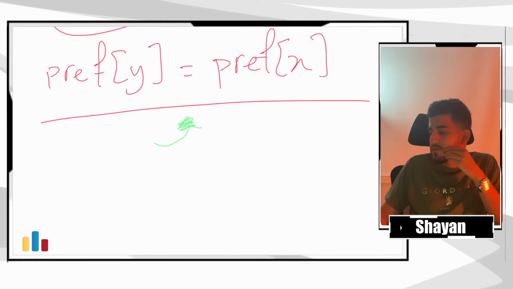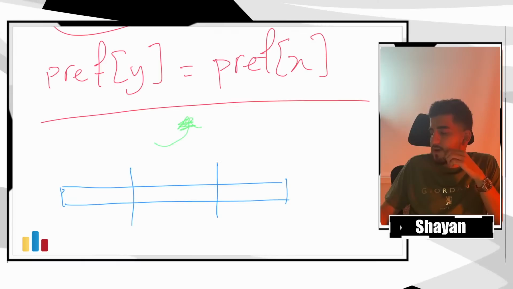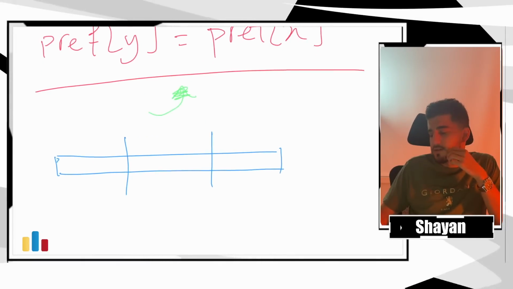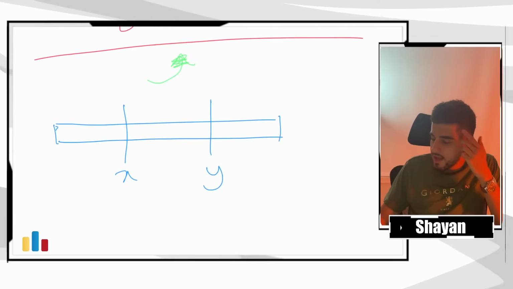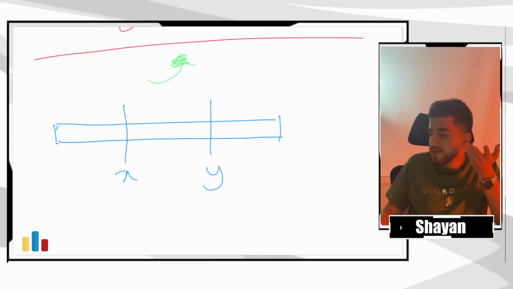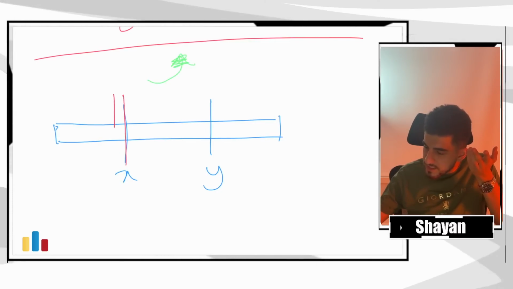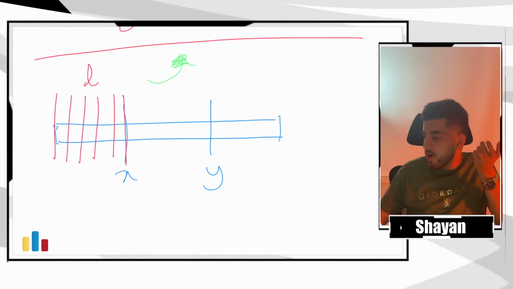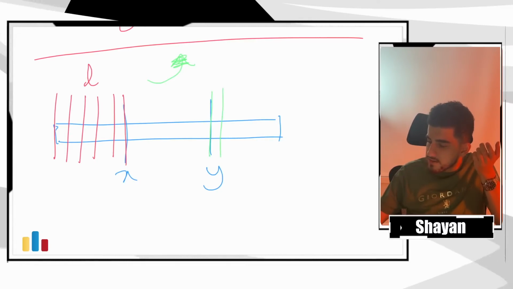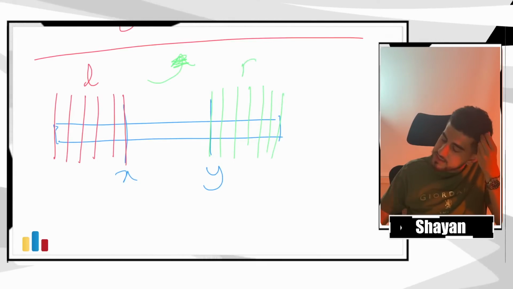So we want to find for each pair of X and Y such that their prefix sum is equal, how many L and R's work for them. So if this is X and Y, how many L and R's would work for it? The L should be before this X, so L can be anywhere in here. These are the places that L can be. And R can be anywhere in here. So these are the places R can be.